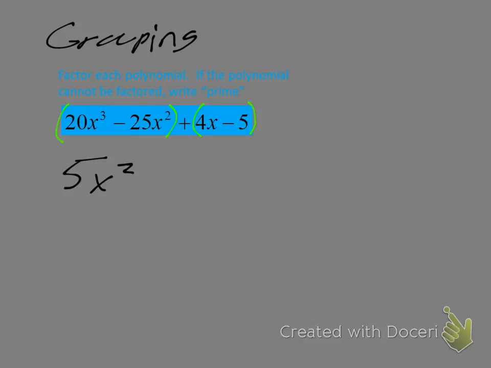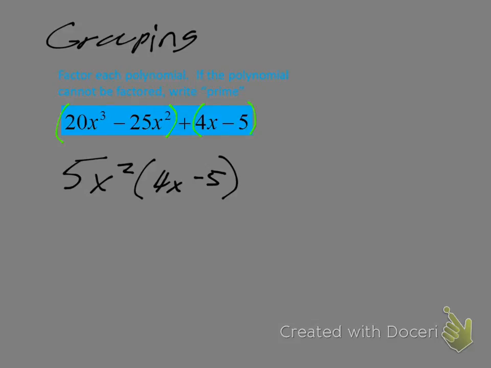So it's going to give you the exact same thing. Which is, hang tight, which is going to leave you with what? 4x minus 5. Okay? 5x squared, parentheses, 4x minus 5.